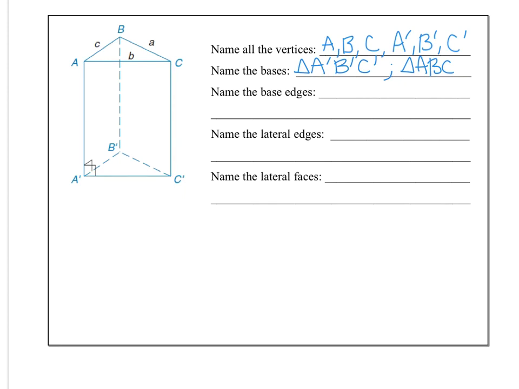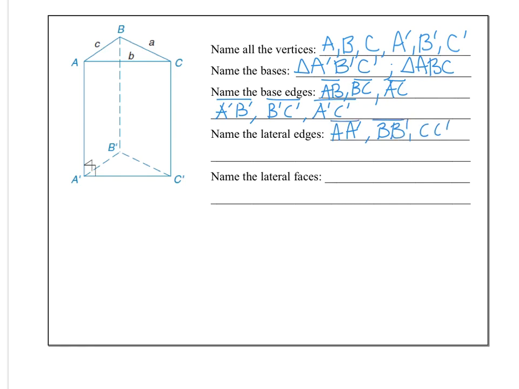When we're talking about edges, we're looking at all the edges that connect. So base edges are going to be the top ones and the bottom ones. So base edges are going to be AB. Remember what we talk about with line segments, they end. Then we have BC, and then we have AC. We also have 3 more at the bottom, so that would be A prime, B prime with a line segment, B prime, C prime, and A prime, C prime. Don't forget those lines on top. Lateral edges are going to be the A prime, B prime, and C prime.